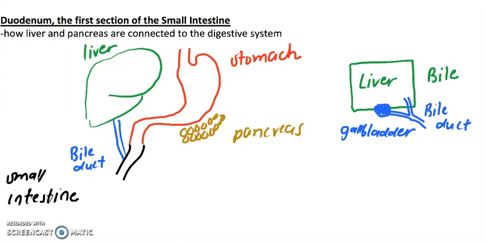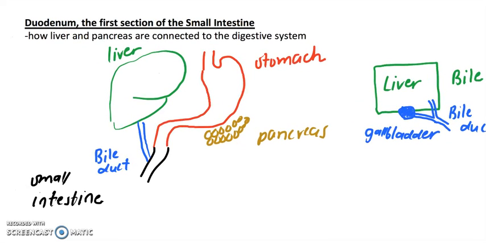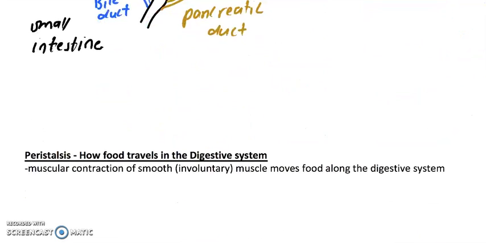So the bile duct carries bile, and that goes to the small intestine, the duodenum to be specific. Similarly for your pancreas, it goes to your small intestine. We call this the pancreatic duct. And this is how products from the pancreas and liver are involved with your digestive system.